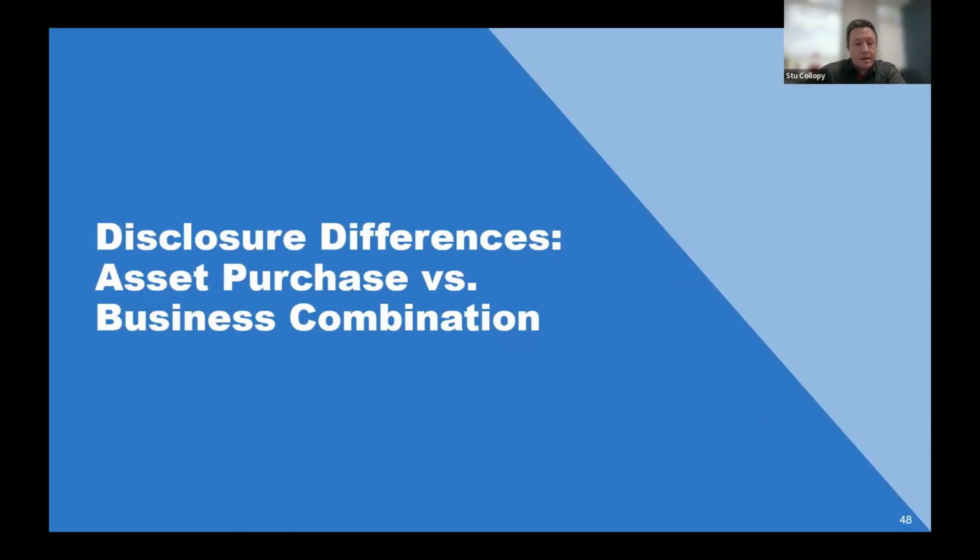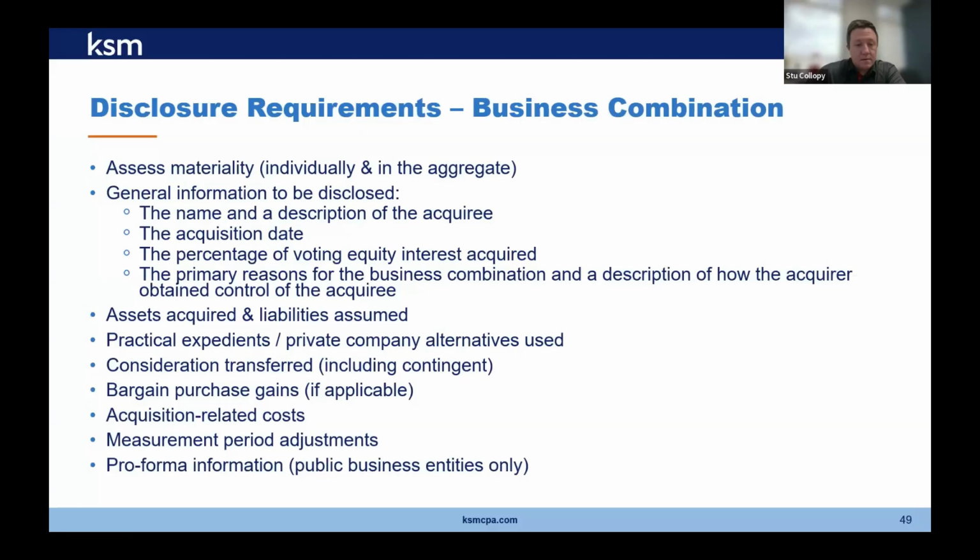Okay, so then lastly, some disclosure differences between an asset purchase and a business combination. We'll look at business combination first. With anything, you need to assess it for materiality, individually and in the aggregate. If the company obviously is over materiality, I think all these items should be disclosed. But if in the current year you've purchased multiple companies that end up being over materiality, I would still disclose all these items. So disclose a decent amount of information here.